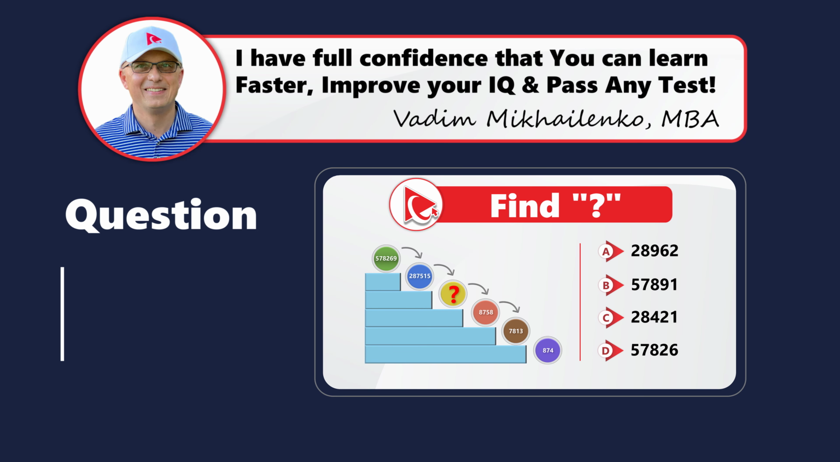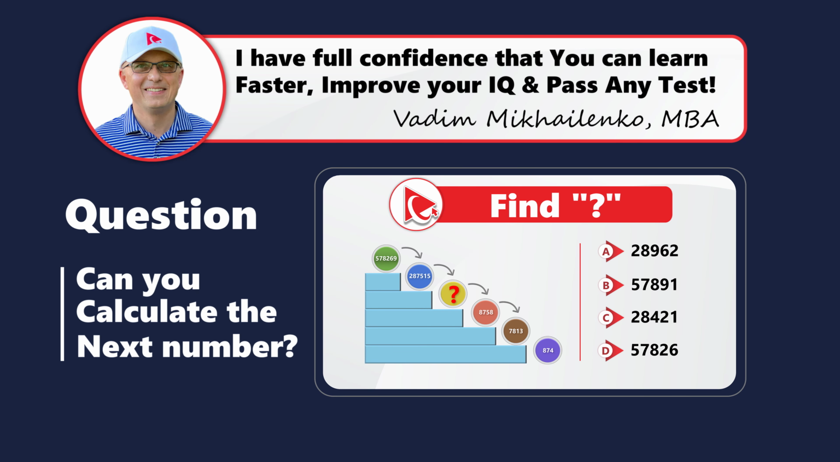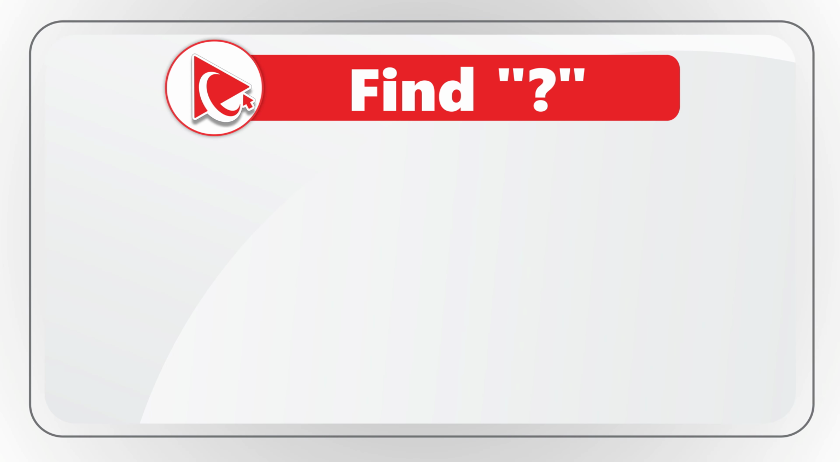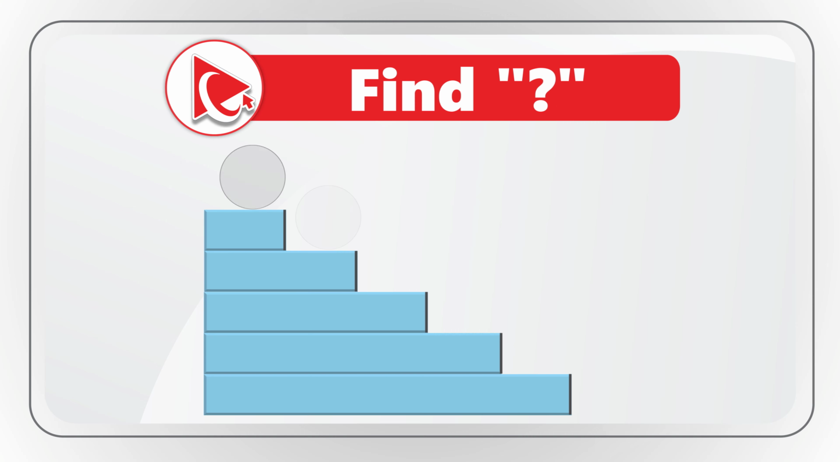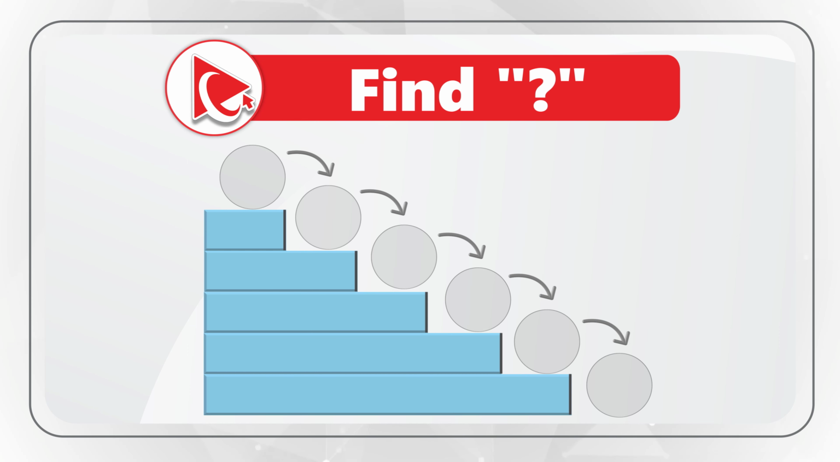I love this question because what's happening here is so unusual. We need to calculate the missing number. And we need to do it in the ball that's in the middle of the sequence. We see the ball that's rolling from the top of the stairs to the bottom of the stairs. And as it rolls, it changes the color inside and it changes the number.